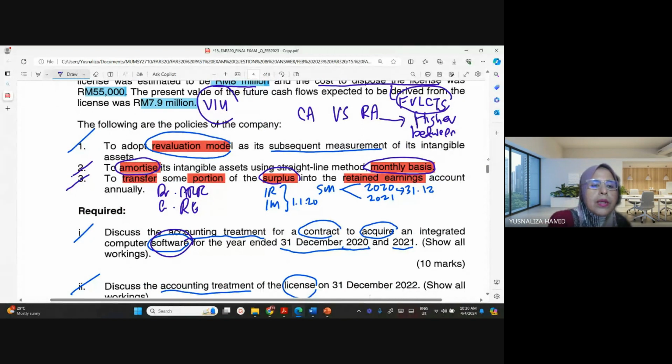Okay, what do you need to do for the software? You need to discuss what happened on 31st of December 2020 and 31st of December 2021. You need to discuss initial recognition, initial measurement on 1st of January 2020, and subsequent measurement for 2 years, explaining the revaluation, just like what you have in the sample self-study that I gave you. Something like that. So that was for the first one.